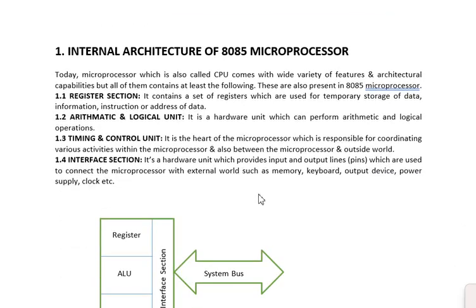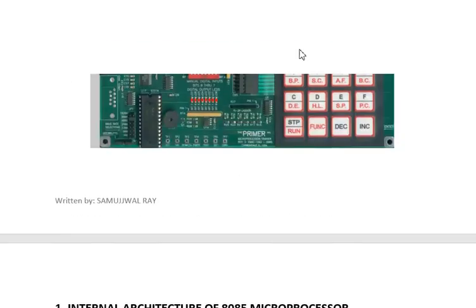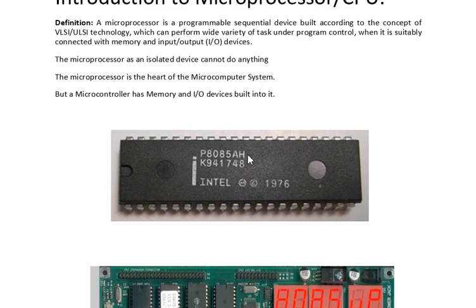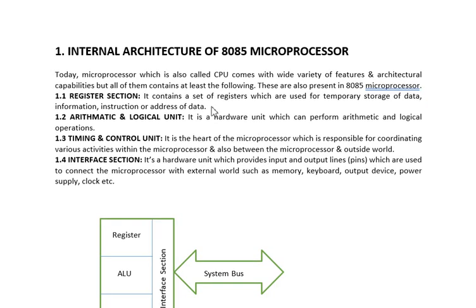So similar to what we'll go through, learning this topic, the internal architecture of the 8085 microprocessor, where we'll talk about what contents are available inside, what functional components you can say are available inside this chip. Okay, so we are seeing the internal architecture.